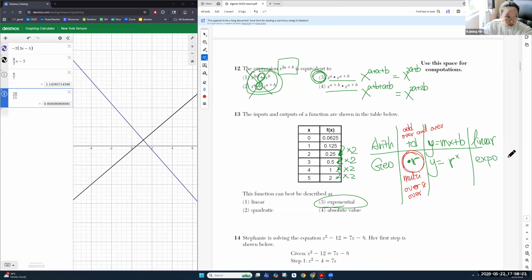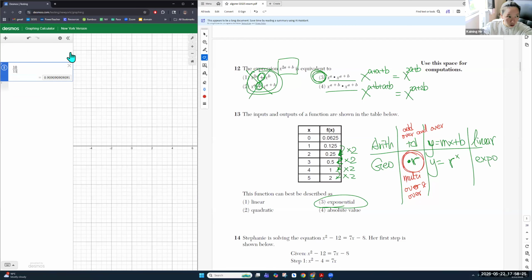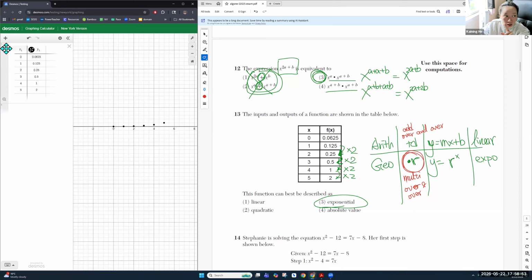All right, but how do you do it on a Desmos graphing calculator? You can make a chart and then you can literally type in everything that they give you. This one 0.0625 and then 0.125. And then you have 1, 2, 3, 4, 5. You type in 0.25, 0.5, and then 1 and 2. So this will show up in here, but there's a magic in here. On the upper left corner, there is something called regression.